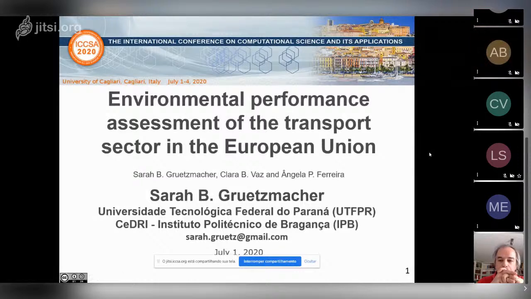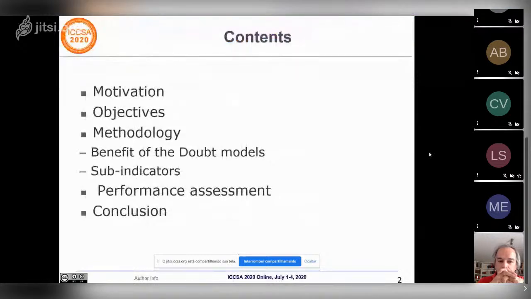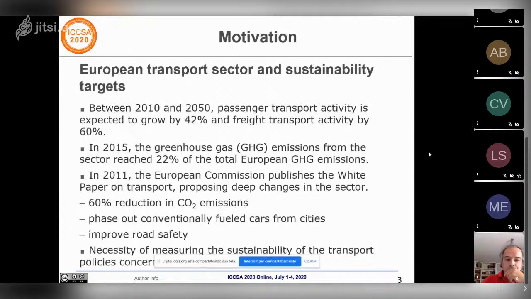Okay. Good afternoon. My name is Sarah, and I'll be presenting the paper Environmental Performance Assessment of the Transport Sector in the European Union. This presentation is divided into 5 sections: the motivation, followed by the objectives, the methodology, where I present the benefit of the doubt models and the sub-indicators selected, the performance assessment, and the conclusions of this work. Transportation is a very important sector in the European economy.